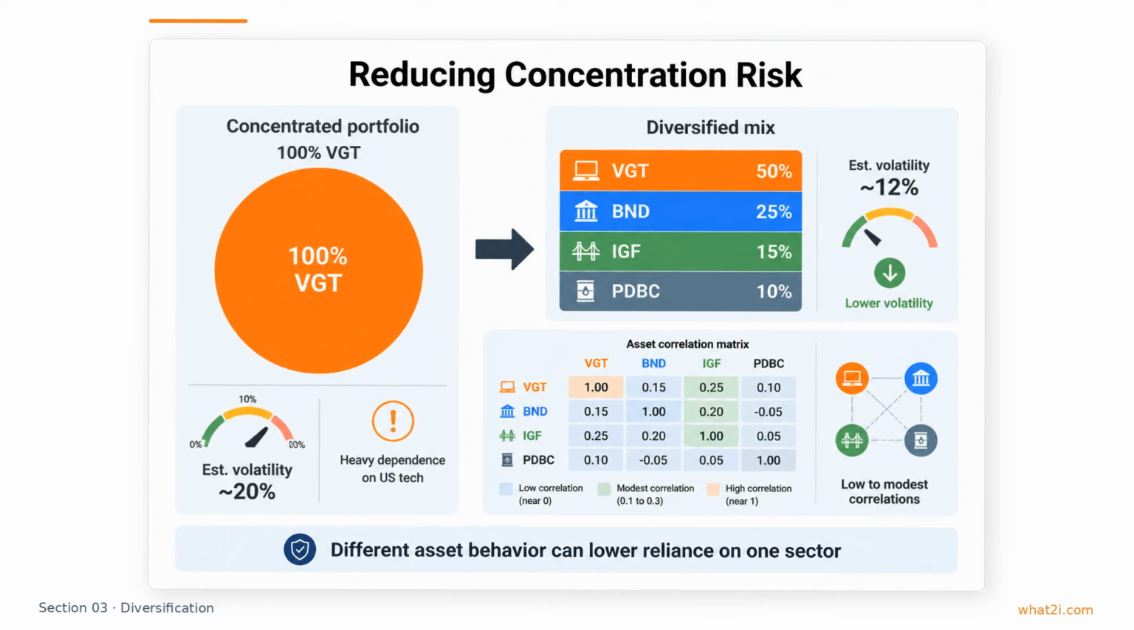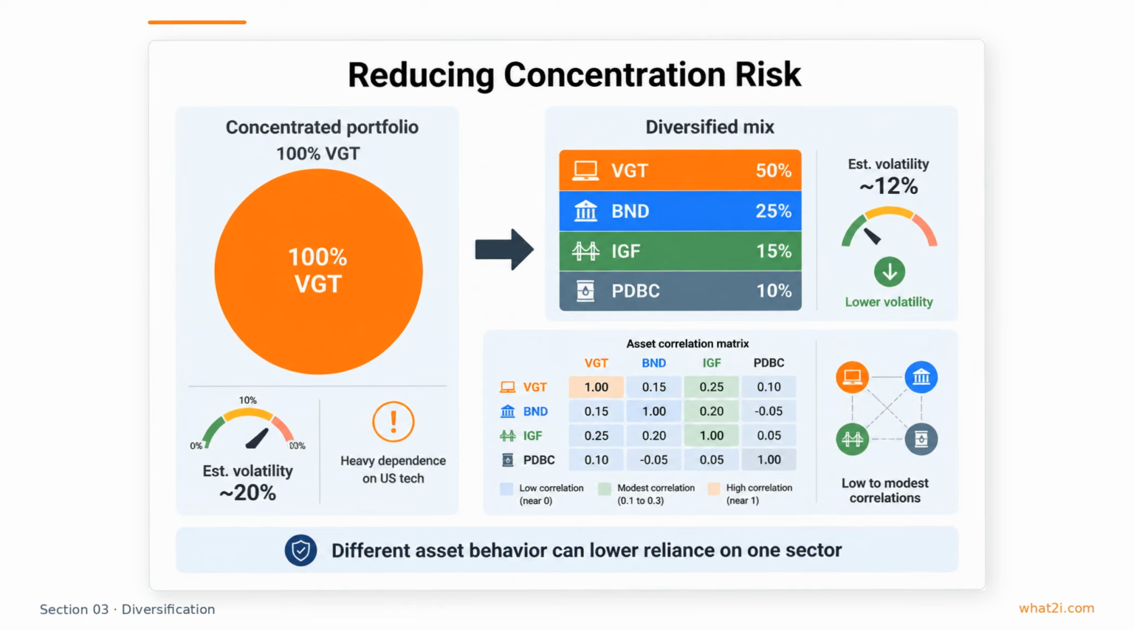Relocating to a mix such as 50% VGT, 25% bonds, 15% infrastructure, and 10% commodities introduces exposures with different drivers. Because those assets tend to have low to modest correlations with one another, the overall portfolio becomes less dependent on technology alone. In the example, estimated volatility falls from about 20% to about 12%. The point is not that returns are guaranteed to improve, but that risk becomes less concentrated.